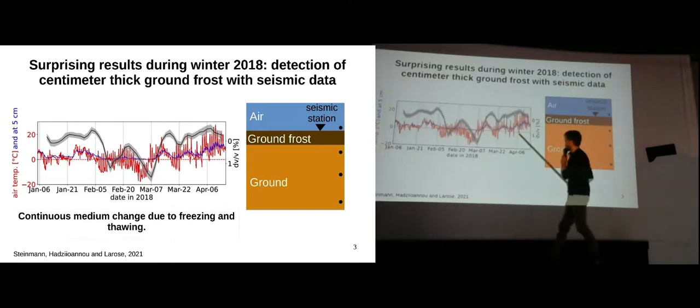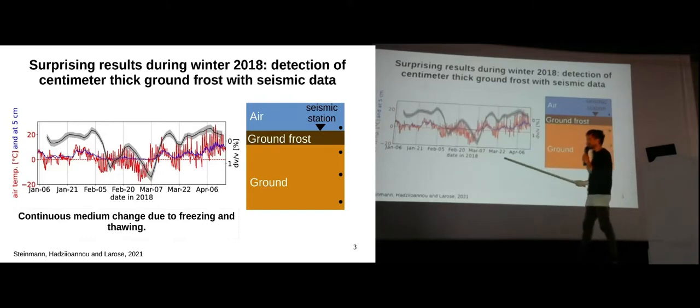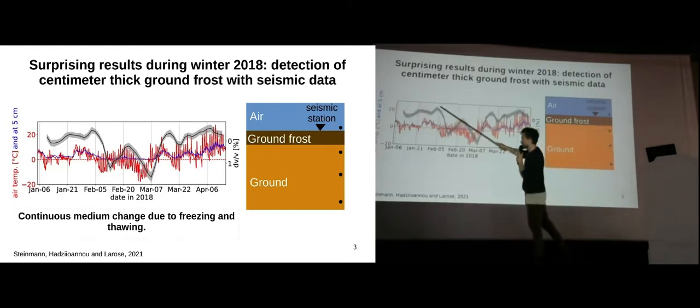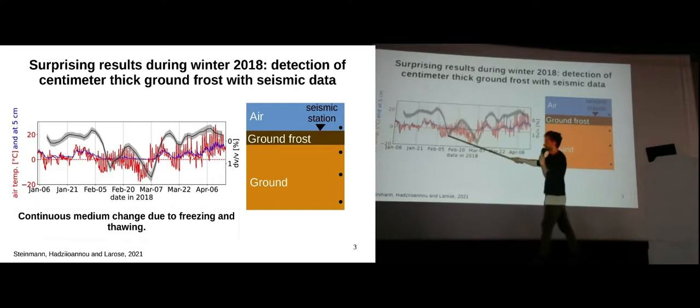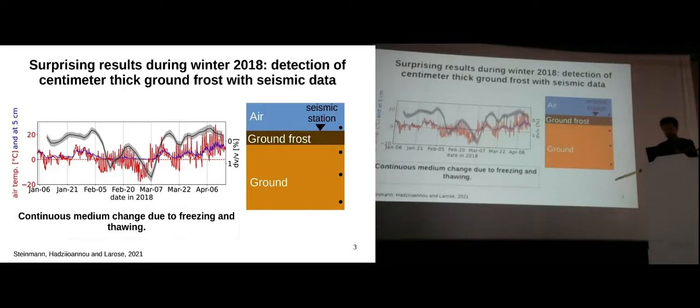We can also see this in the dV over V curve, which we measured from the noise cross correlation of the 3 stations. What you basically see is a velocity increase due to the freezing, then a decrease due to the thawing, and then again an increase and decrease. Note that the axis is flipped. So that's the medium change, which is continuously happening during the time period.